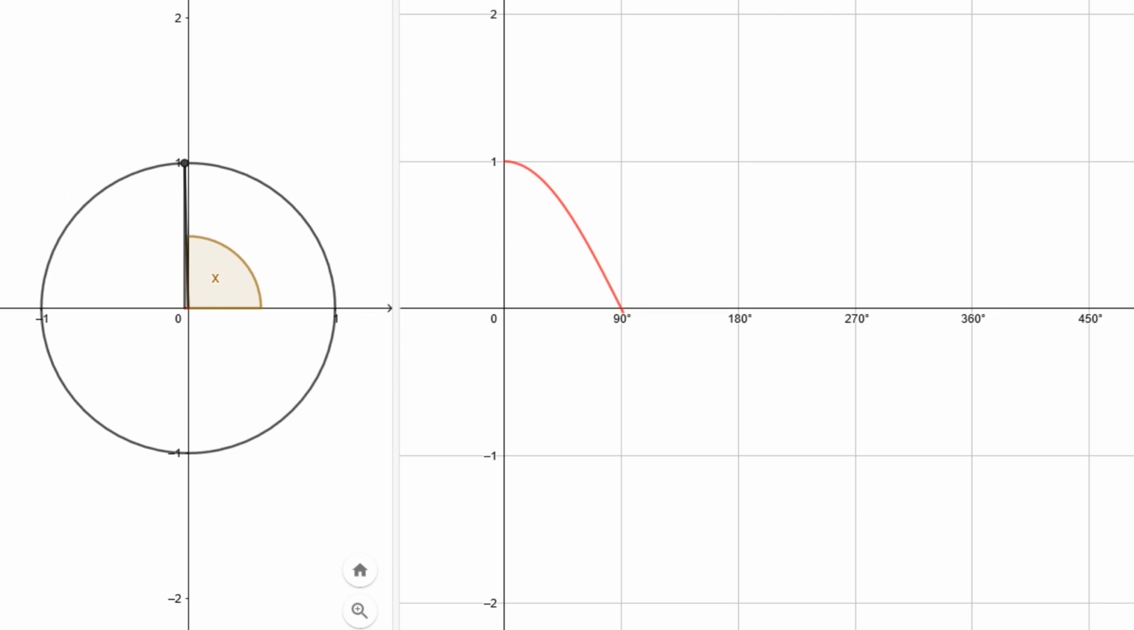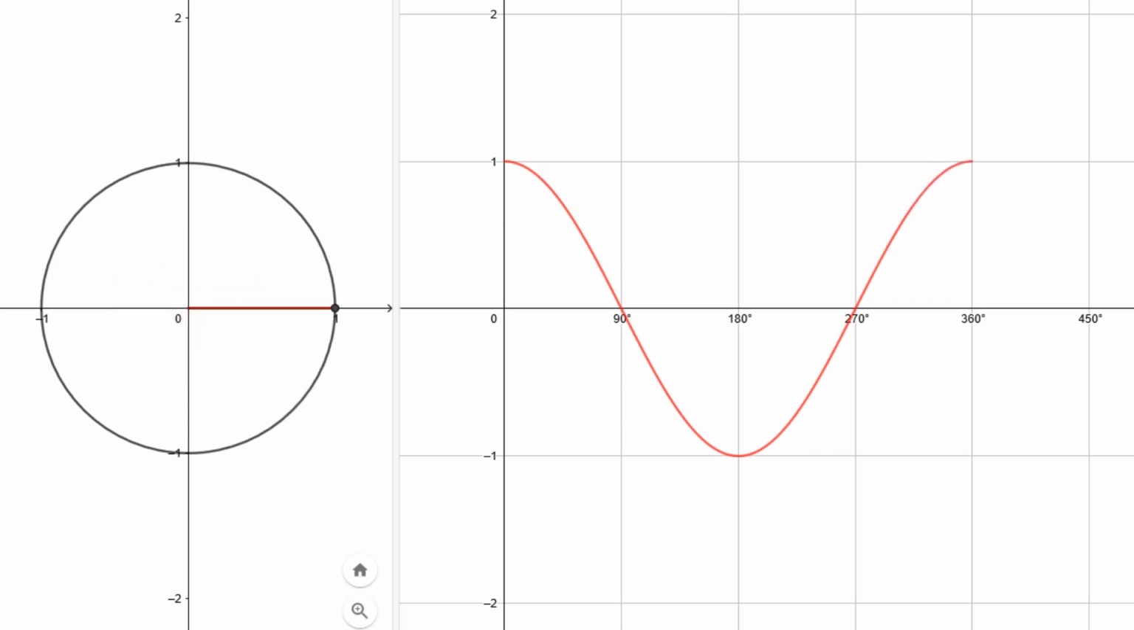If we now let the angle increase from 90 to 180, the line will go from a length of 0 to negative 1, because now it is pointing in the negative x-axis direction. If we increase from 180 to 270, the line will return to a length of 0, but still having negative values. And from 270 to 360, the length increases from 0 back to 1.